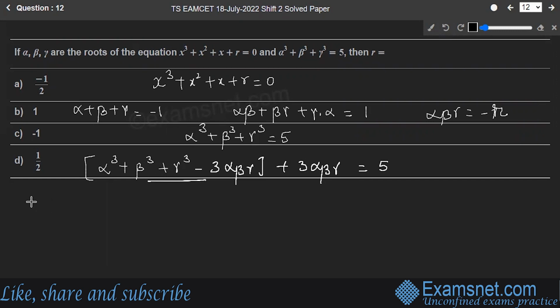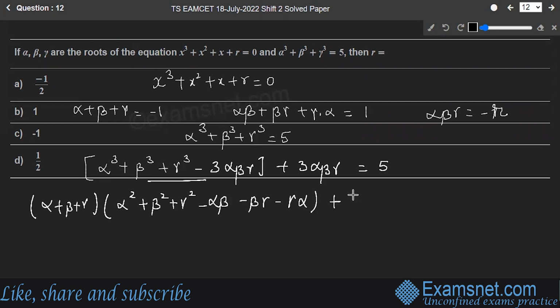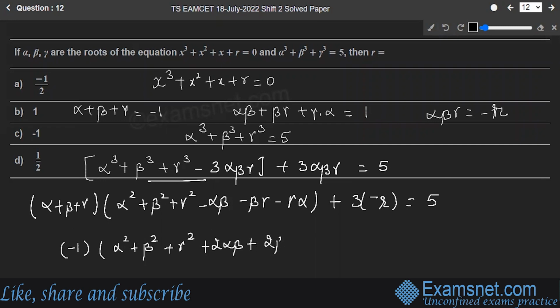This is equal to 5. Now this whole expression can be written as (alpha + beta + gamma) into (alpha² + beta² + gamma² − alpha beta − beta gamma − gamma alpha) plus 3 alpha beta gamma, and alpha beta gamma was equal to −r. This is equal to 5. Alpha plus beta plus gamma is −1. So (alpha² + beta² + gamma² + 2 alpha beta + 2 beta gamma + 2 gamma alpha − 3 alpha beta − 3 beta gamma − 3 gamma alpha) − 3r is equal to 5.